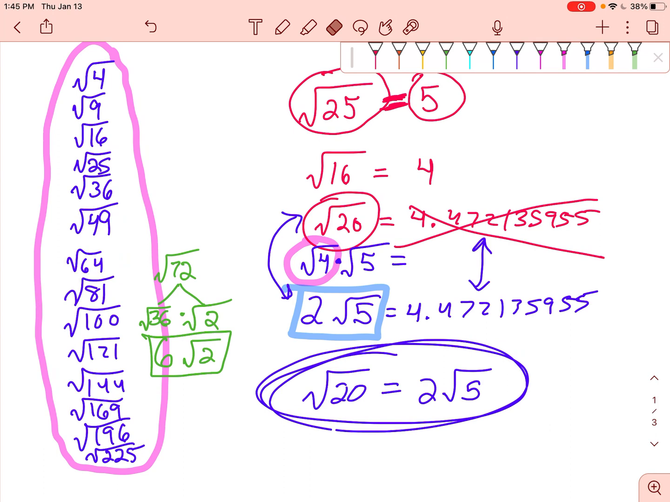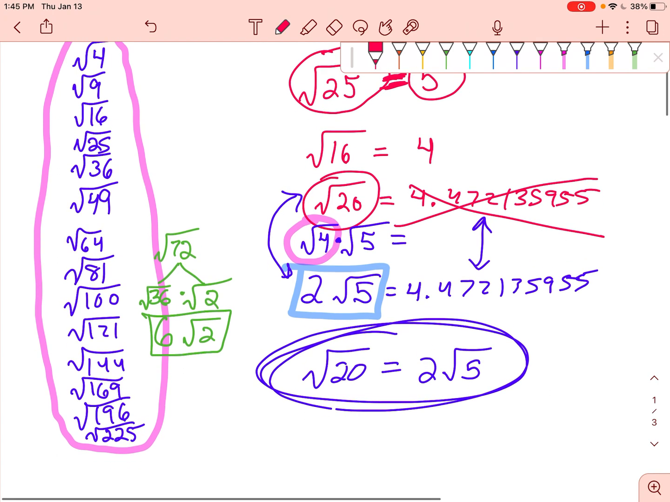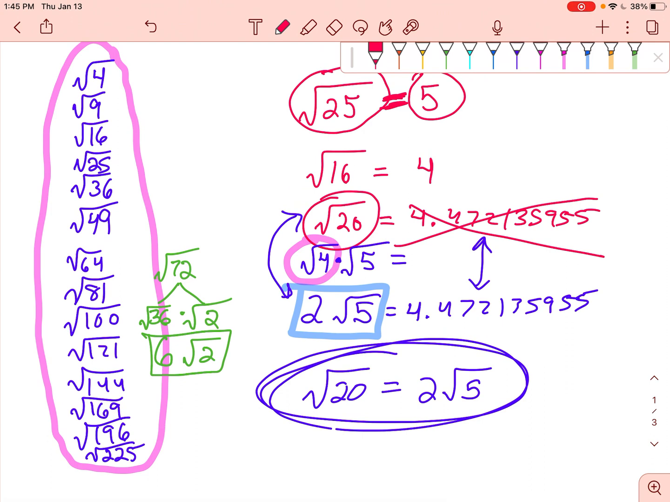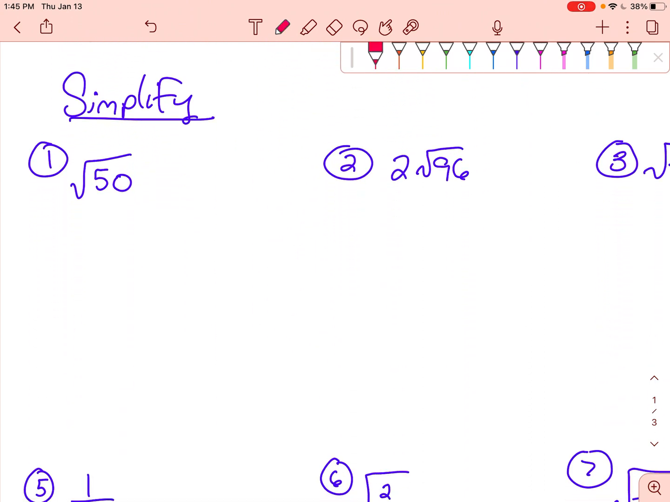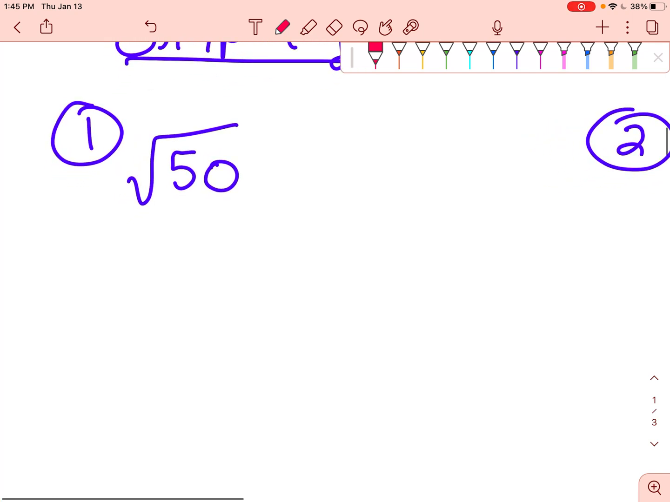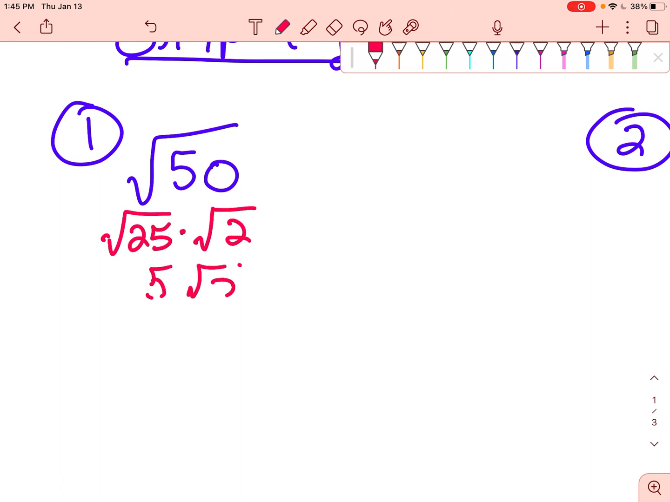Okay, so that's how you would find what number goes into 72. So this is handy. These perfect squares are handy to have written down on a piece of paper so that when you're doing these problems, you can see where I'm getting these numbers. So 50 divided by 49 doesn't work, divided by 36 doesn't work, but 25 goes into 50 2 times. Therefore, my answer is 5 root 2.